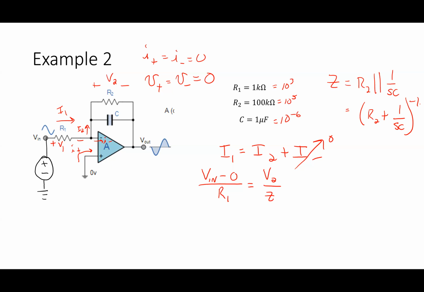1 over R2 plus 1 over 1 over, sorry. Yeah, I don't ever do it this way. You're right. 1 over R2 plus SC. There you go. Thank you. If I had a euro, I'd give it to you. 1 over R2 plus SC, all that to the negative 1 power.